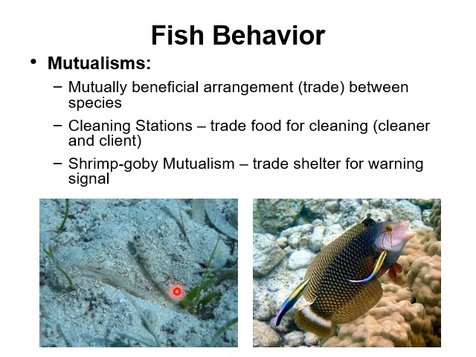watchman. And if there's a predator outside of the burrow, it will shake its tail back and forth, and that'll indicate to the shrimp that it should get back into the hole. Otherwise, it faces the risk of getting eaten. So that's shrimp goby mutualism.